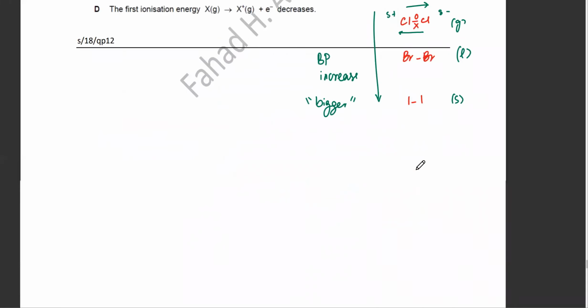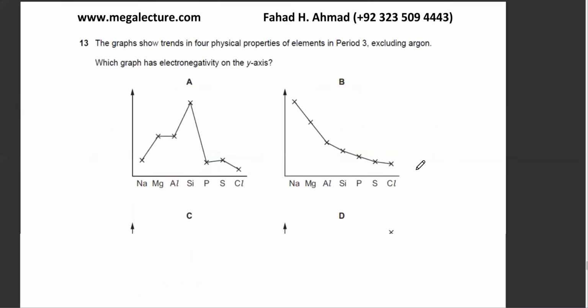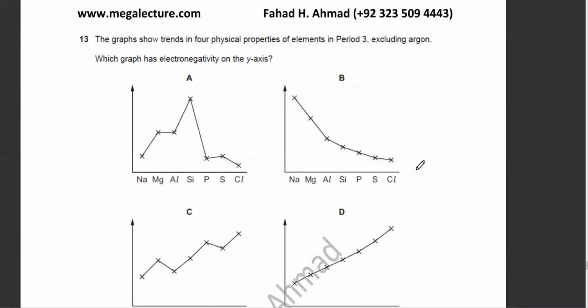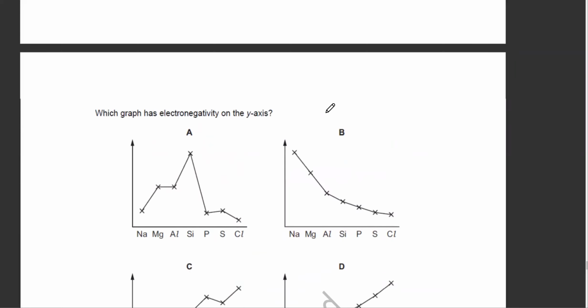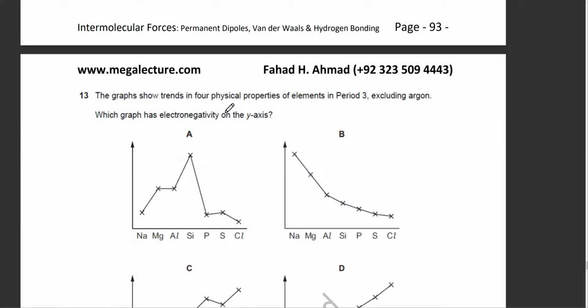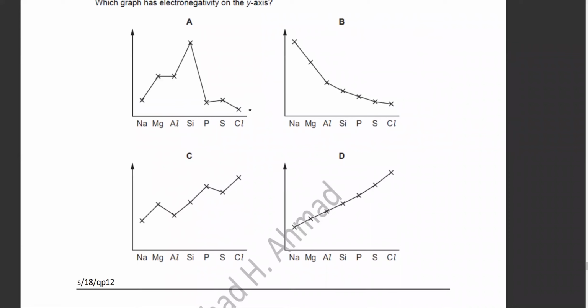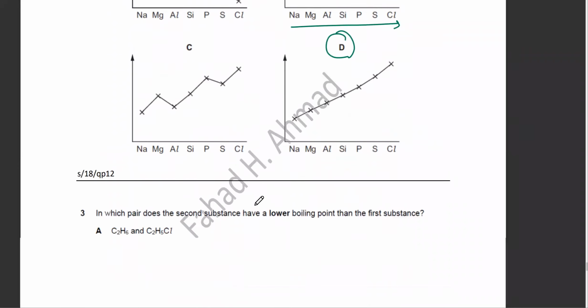The next one is about period C. We can ignore that. It's talking about the electronegativity. Which graph represents electronegativity on the y-axis? So what happens when you move to the right of the periodic table? What happens to electronegativity? Does it increase or decrease? It increases. So it's going to be D. That's going to be your answer.